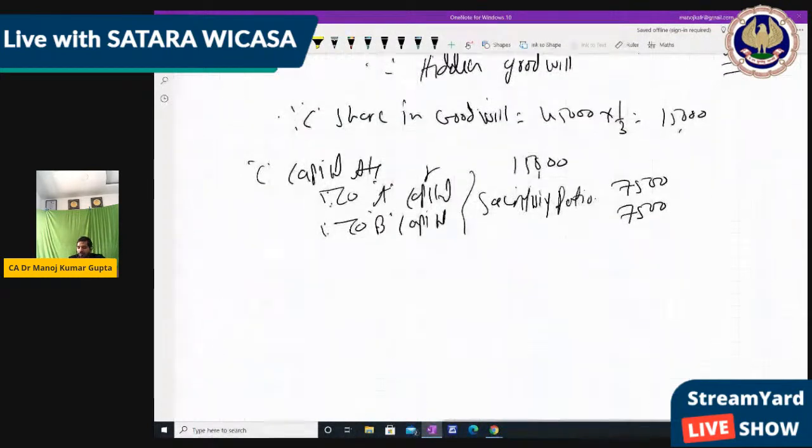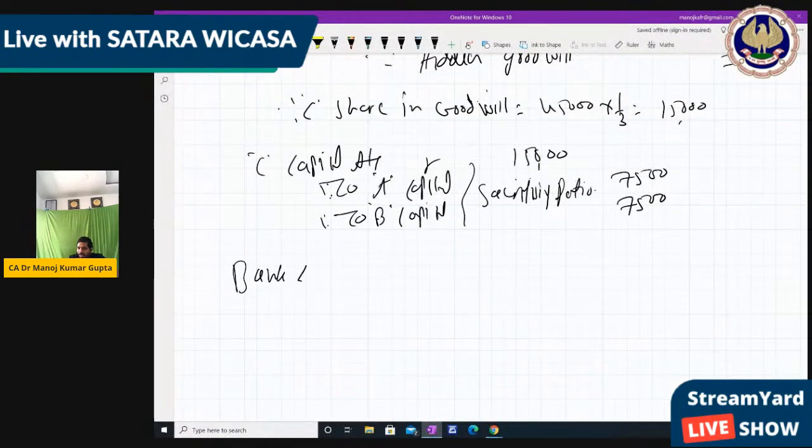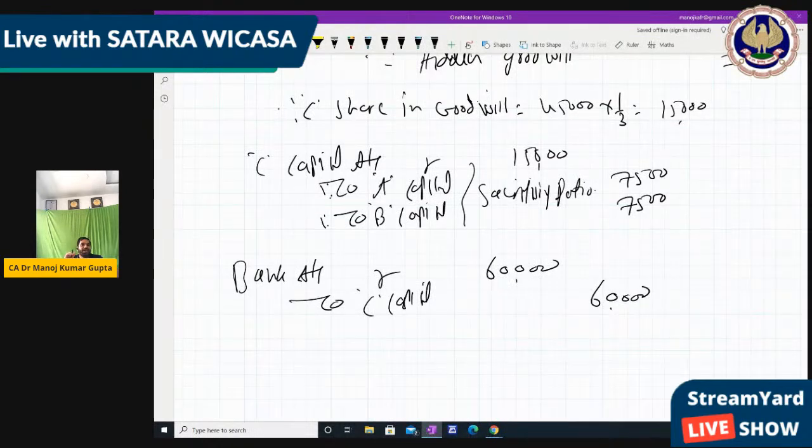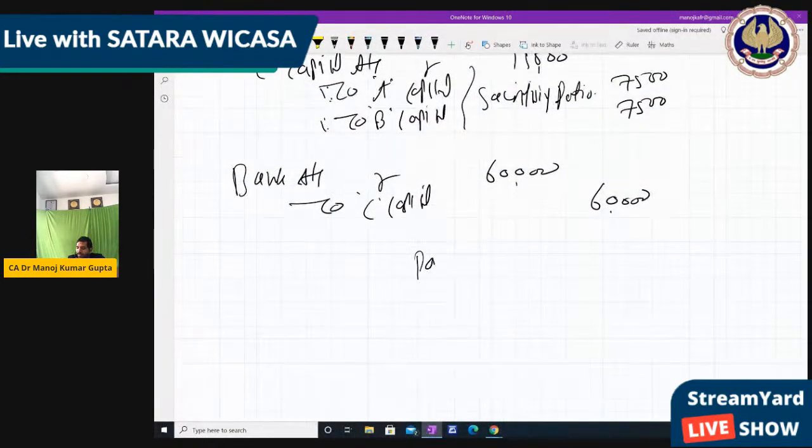Okay. Now C had brought, so bank account debit to C capital, he had brought 60,000. So these two adjustments are the main adjustments, right? Now their capital base is 135. That means capital of A, B, C should be in their proportion, right? So now what we do, we make the partner capital account.